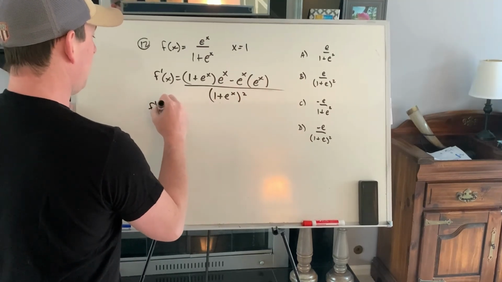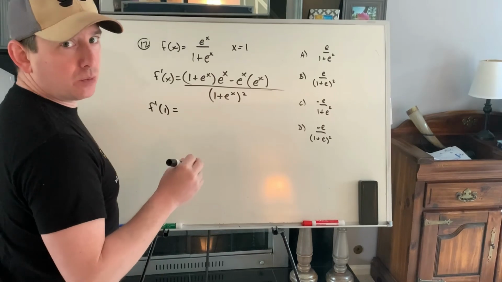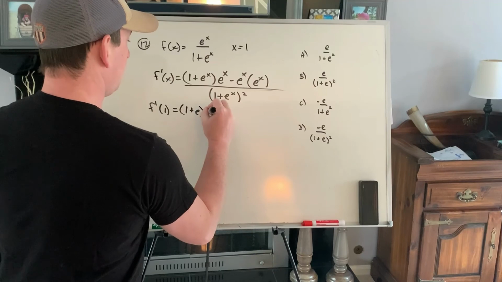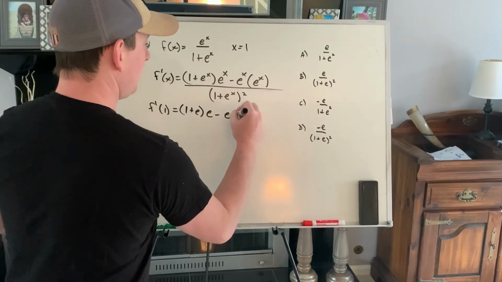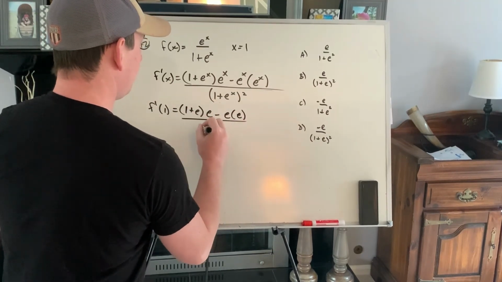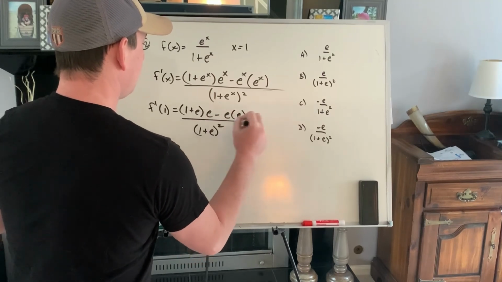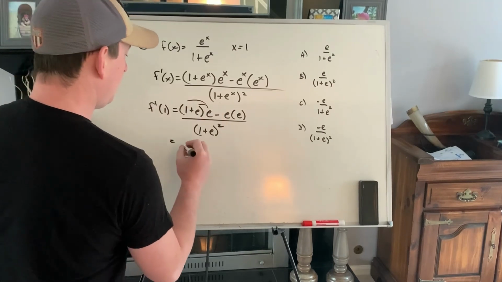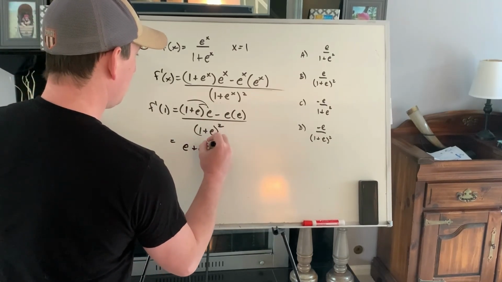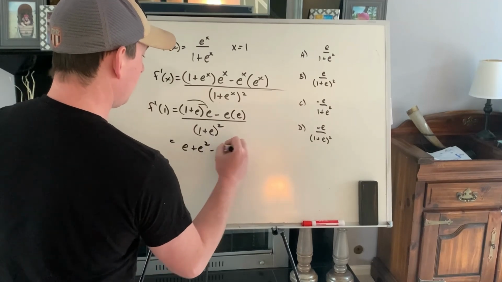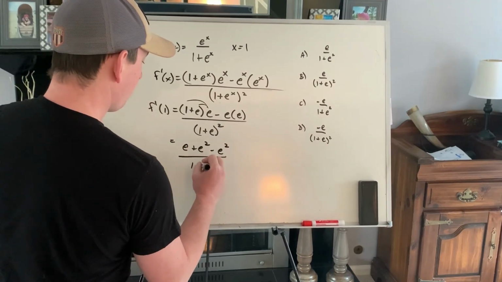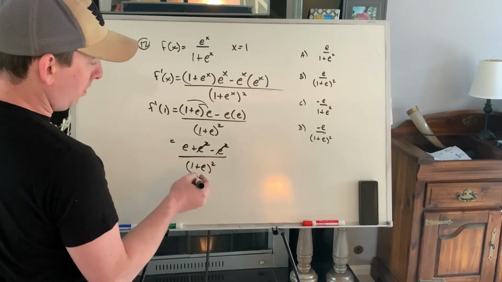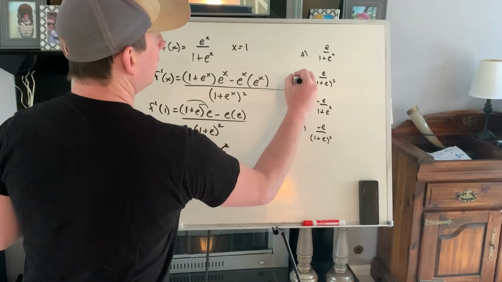And then you can clean that up now if you want, or just go ahead and fast forward toward the end and plug in 1. 1 plus e times e minus e times e. And so I think if I distribute that e and put these together, there we go, they'll go away. And it looks like we're left with e over 1 plus e squared. There you go, B.